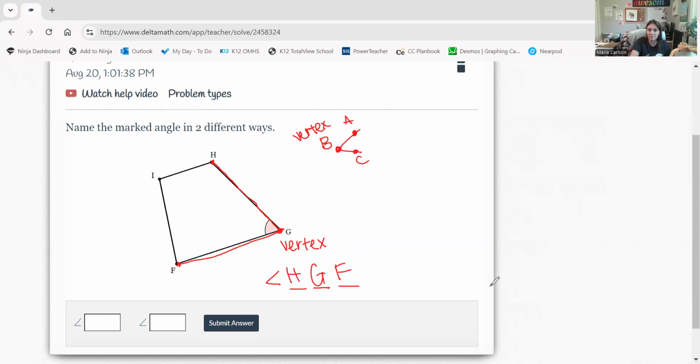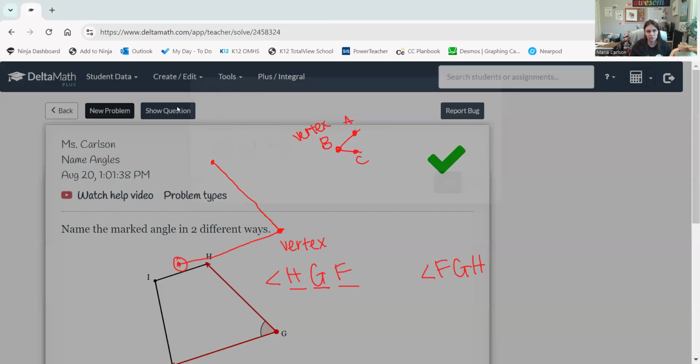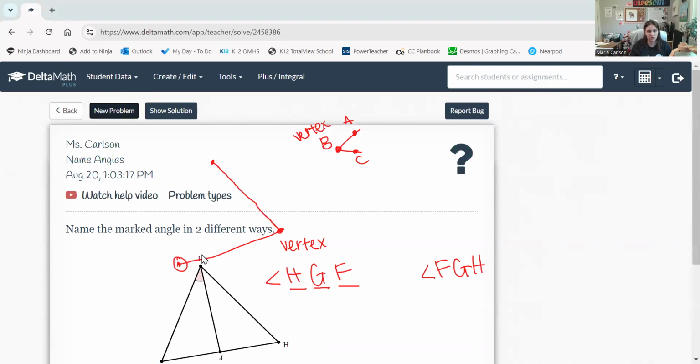I could name this angle HGF, or I could name this, starting at the opposite end, FGH. Whichever way, as long as G is the middle letter, because that is our vertex. So I'm going to start with HGF, FGH. All right, let's do this one and then move on to a different section.